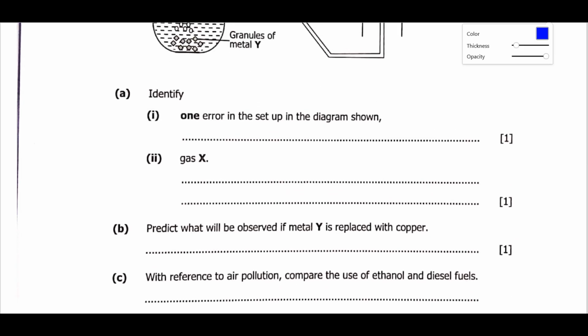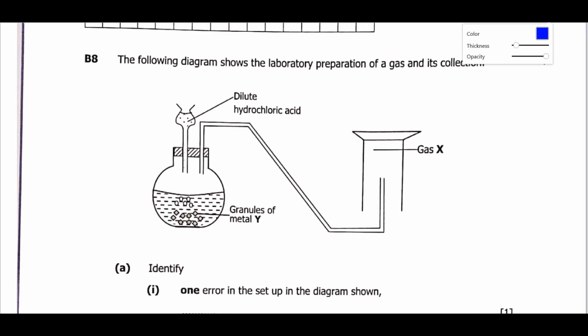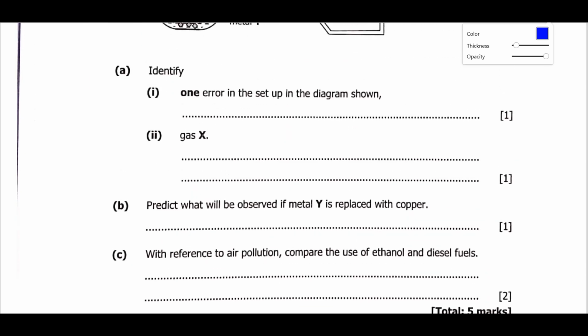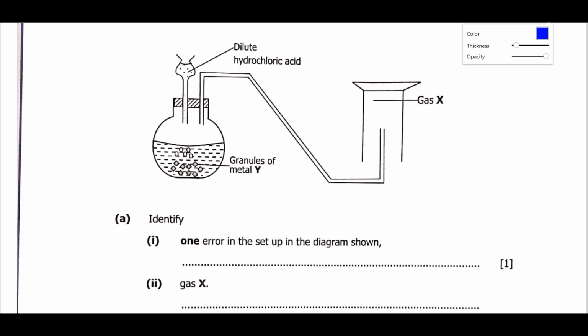We move on to question number 8. The following diagram shows the laboratory preparation of a gas and its collection. So we have the dilute hydrochloric acid and granules of metal Y. Then in question A, identify one error in the setup in the diagram shown. So you need to be extra careful as you are studying. Make sure you also take the diagrams into consideration, because if you haven't studied carefully, you may not see the error, but the error is there.